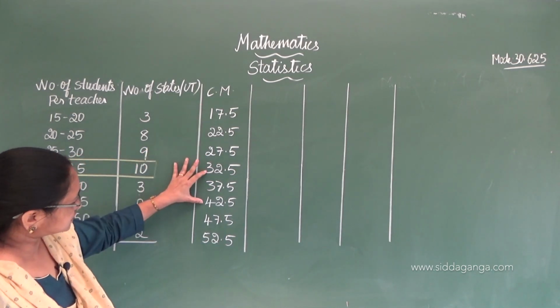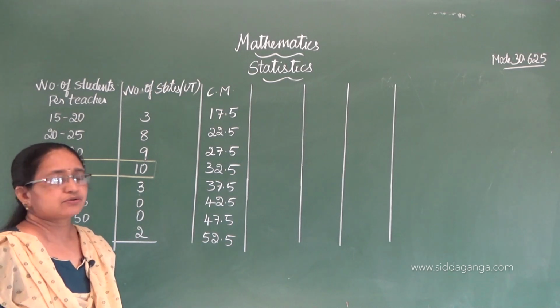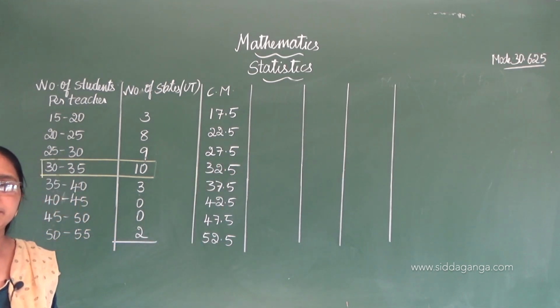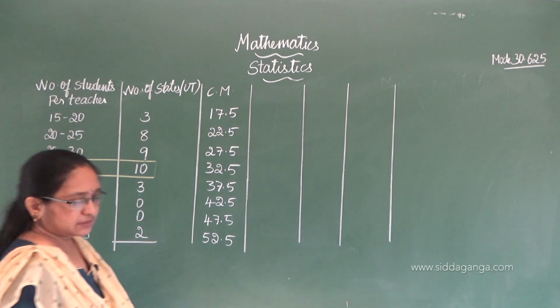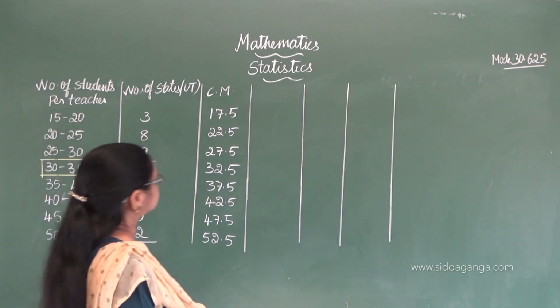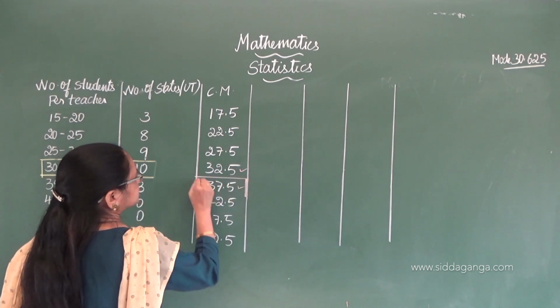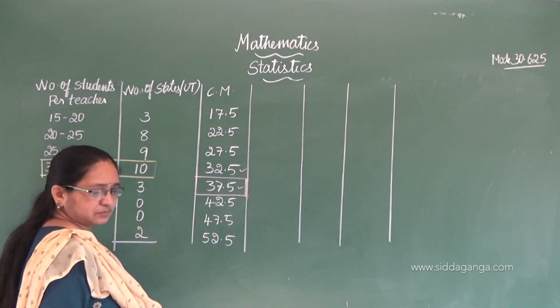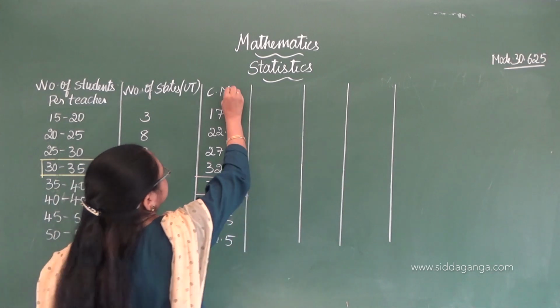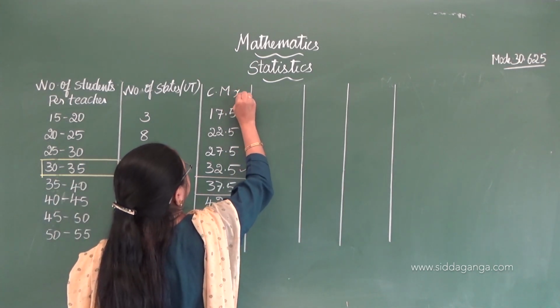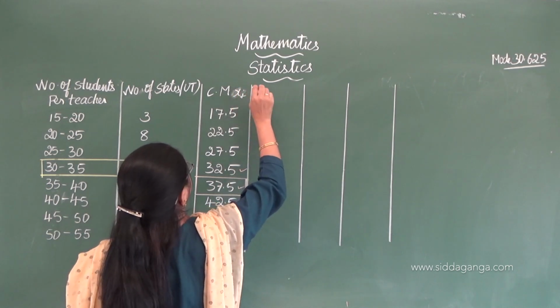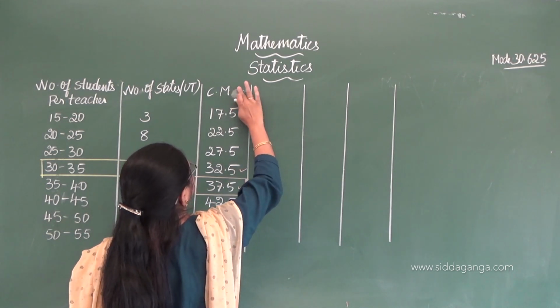There are 8 terms, so you won't get an exact middle term. So we can take any one, that is either this or this we can take. So I'll take this. Okay. Next column, this is the class mark, that is xi.